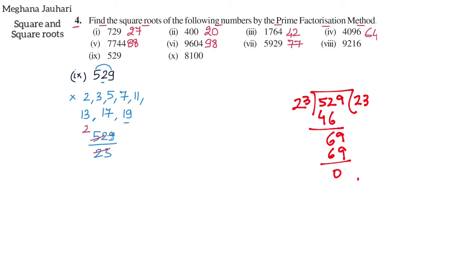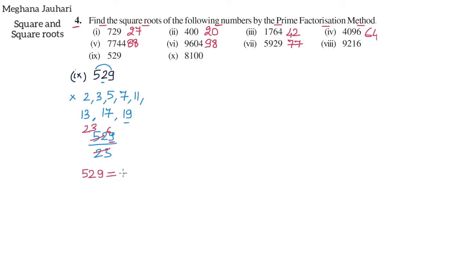23 times 2 is 46, and the difference of 52 and 46 is 6. So 23 3 times is 69. So yes, we found that it is perfectly divisible. So we can write 529 as 23 times 23. You can see the division on the screen also. So this is the only prime factor.